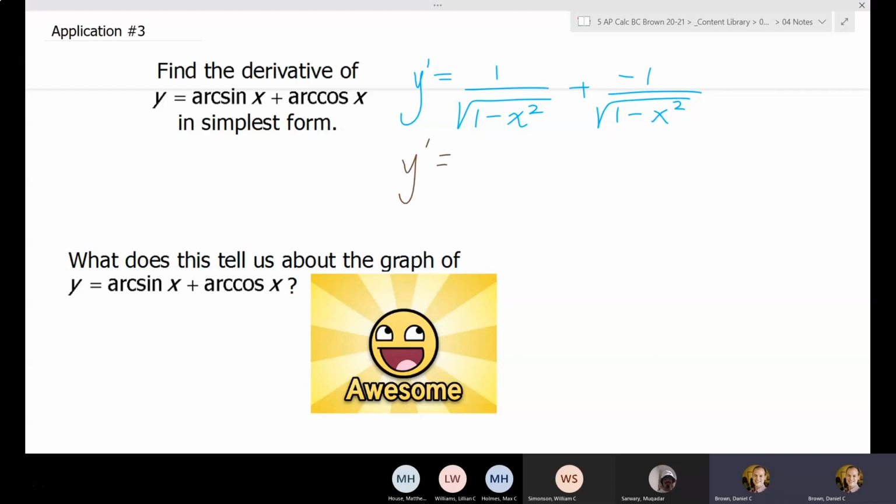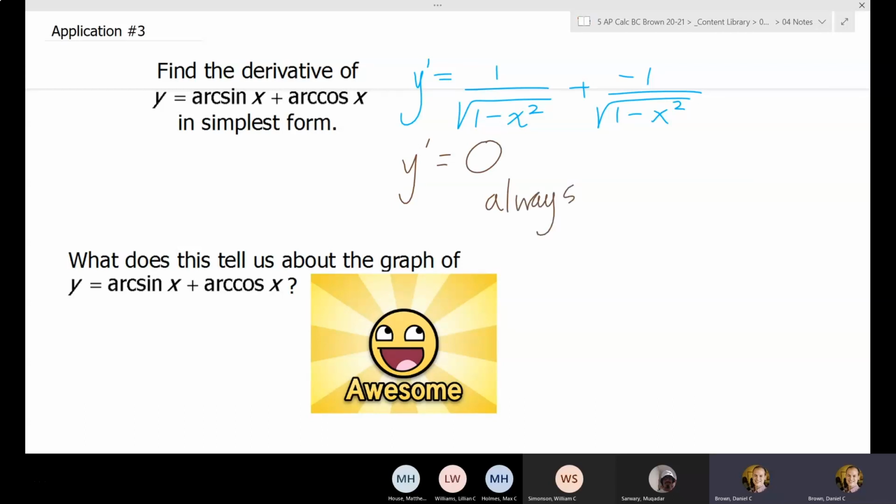And so we have the derivative. Arc sine, arc cosine are basically the same derivative rules, but one's positive and one's negative. So what is the simplified version of the derivative for this function? 0. So basically y prime is equal to 0 like always.